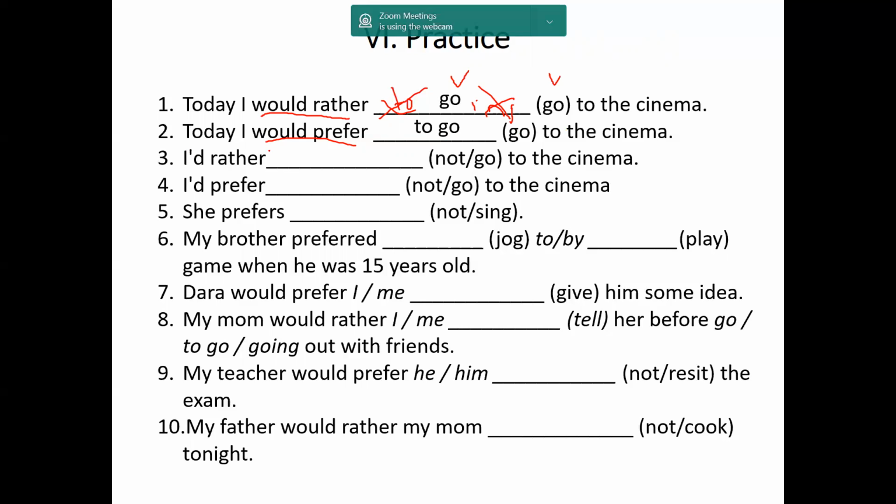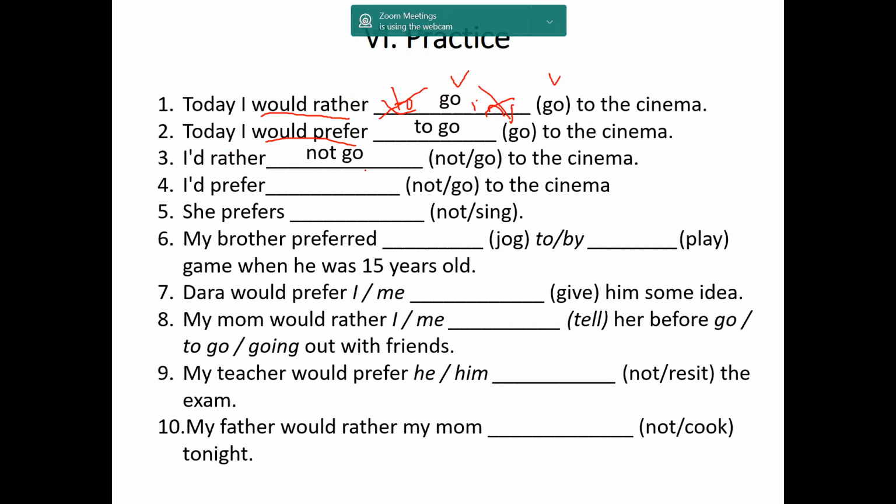Number three, Nori. Nori, number three. Yes, sir. I would rather not go to the cinema. Yeah, I would rather not go, right? Just like number one, would rather go. If you want to make it negative, just put not. Okay, so I would rather not go to the cinema.